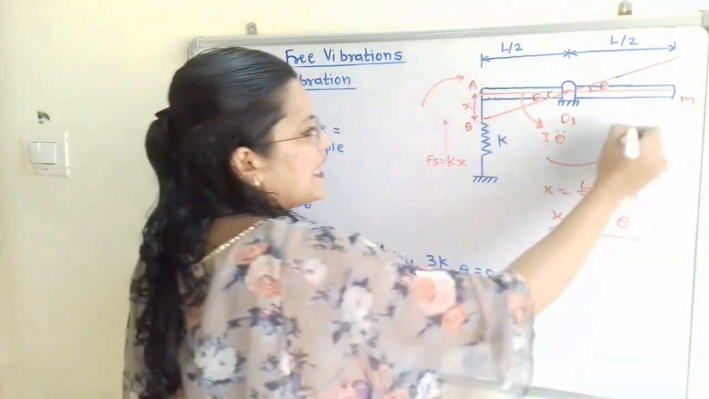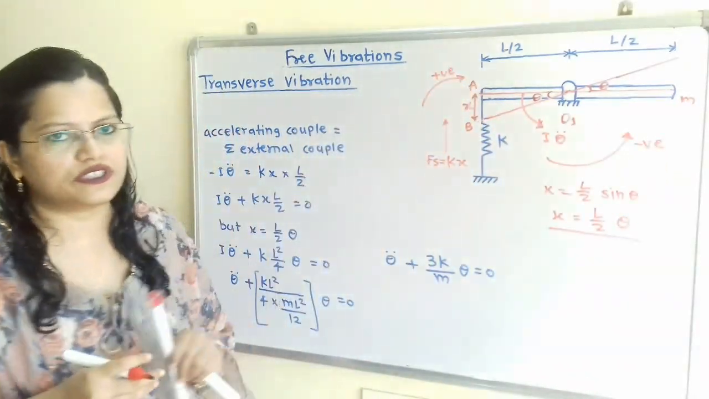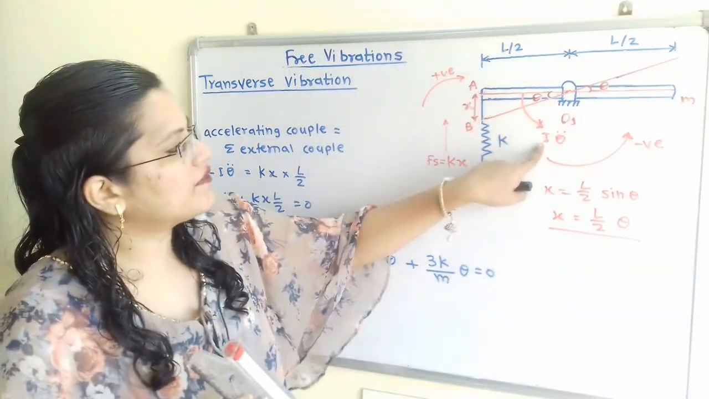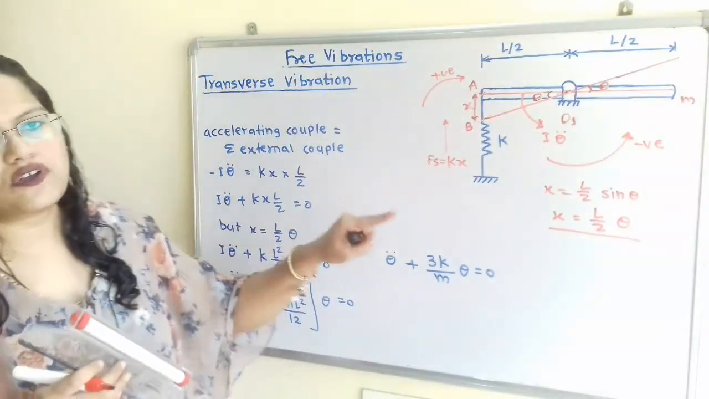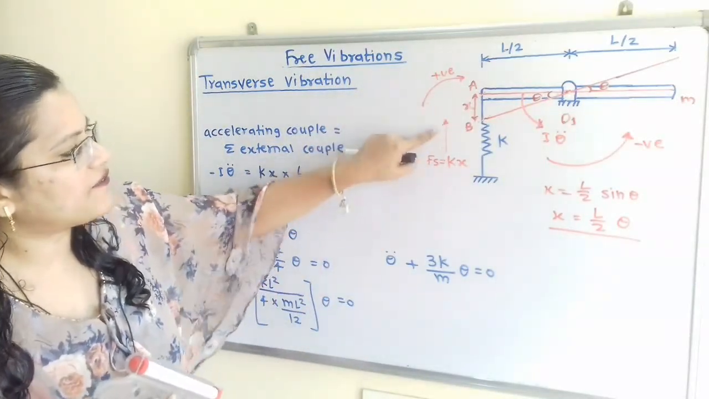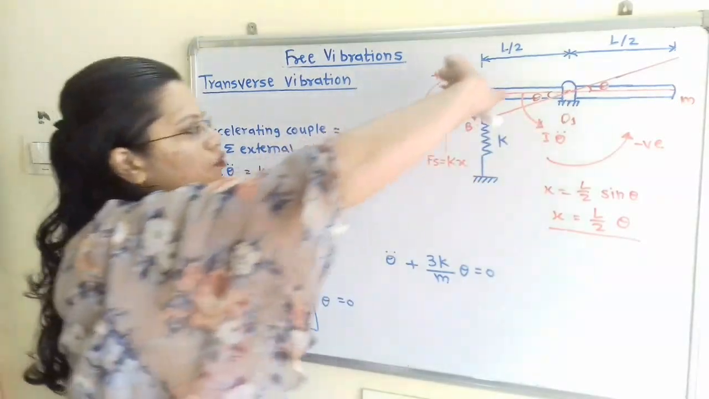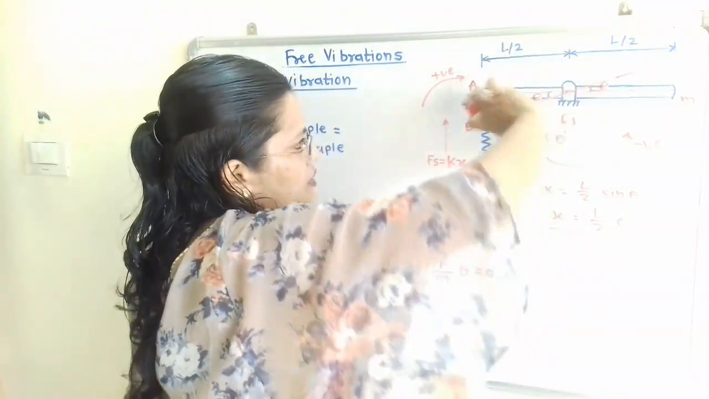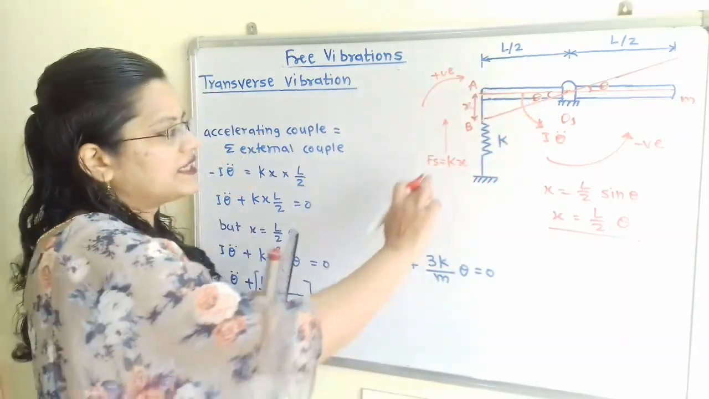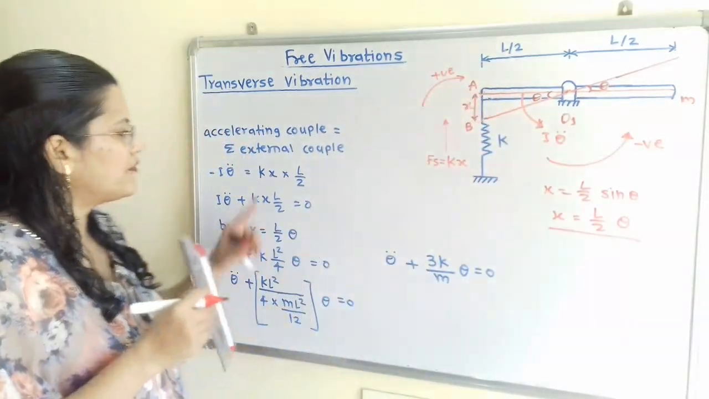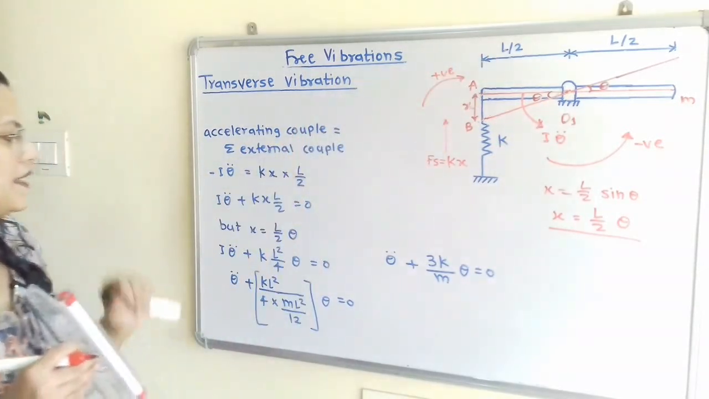So for anti-clockwise direction we will consider a negative sign, and for clockwise direction a positive sign. So for the accelerating couple we write minus I theta double dot is equal to the summation of external couple. The external force is Fs. Here it is in the clockwise direction about O1, because if we move the compass about O1 in the upward direction, then it is clockwise. So Fs into L by 2, that is Kx into L by 2. So we write minus I theta double dot is equal to Kx into L by 2.